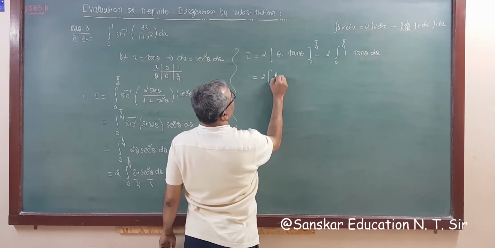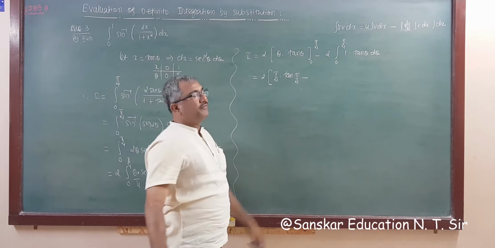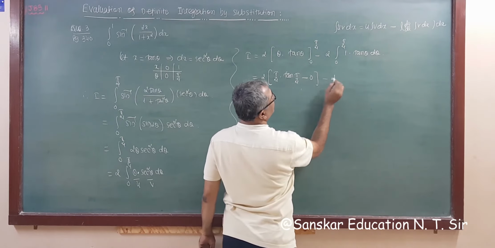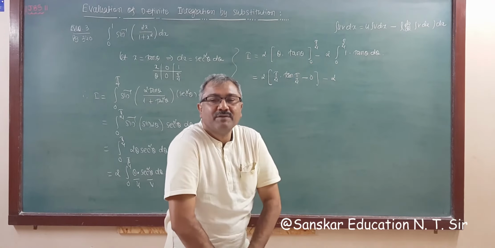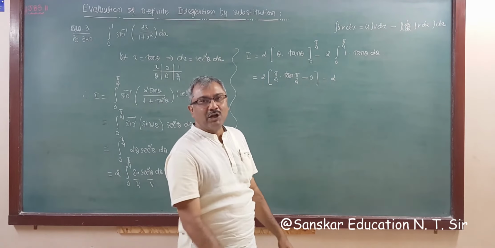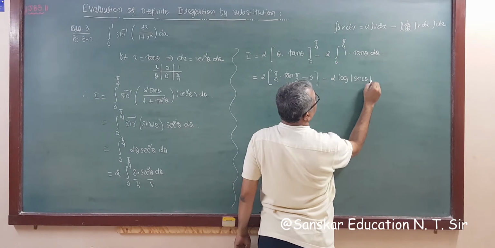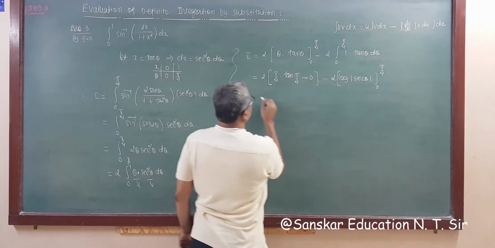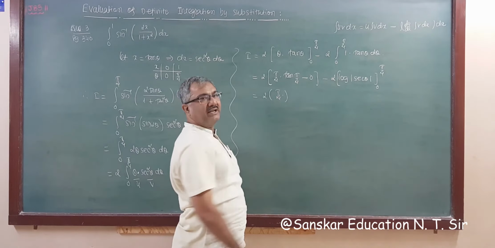Substituting pi by 4: pi by 4 into tan pi by 4, minus, if we write 0 here, 0 into anything is 0. So this is 0. Minus 2 times the integration of tan theta. You know what the answer for the integration of tan theta is? Remember, recall your answer. Right? What is your answer? Log mod sec theta. So the answer will be log mod sec theta from 0 to pi by 4. Right? So this is 2 times pi by 4, and tan pi by 4 is 1, so I am not writing 1.